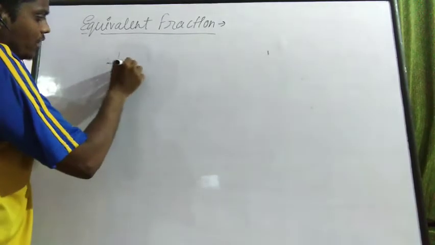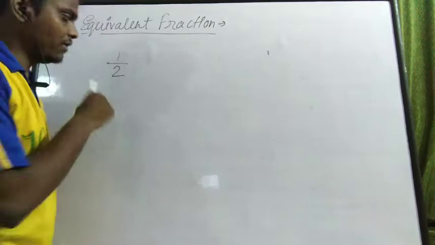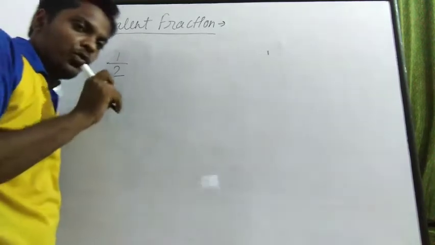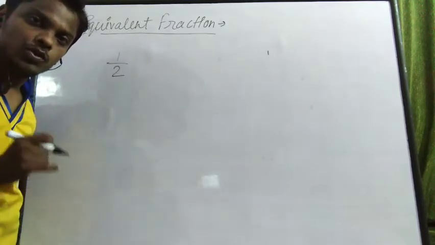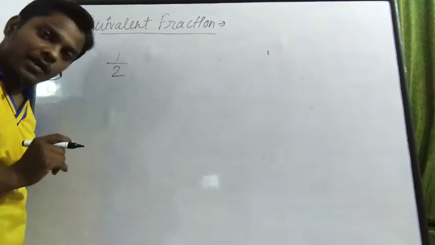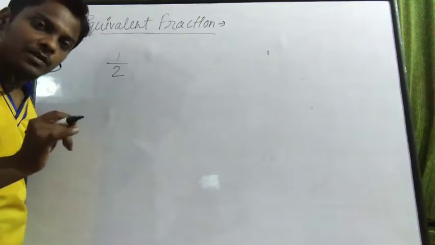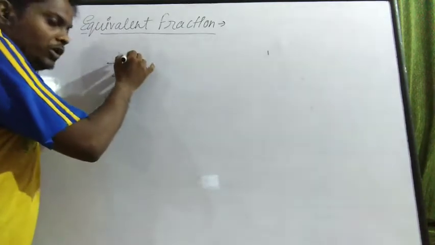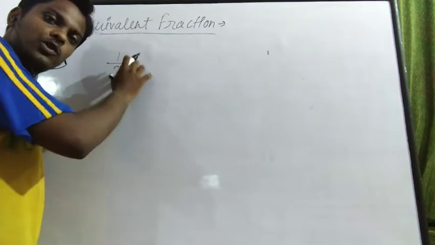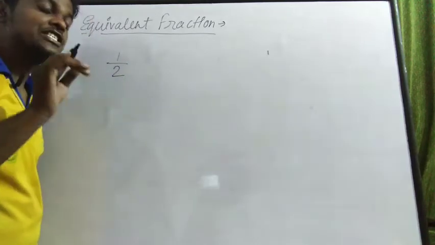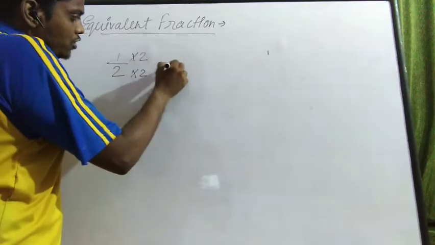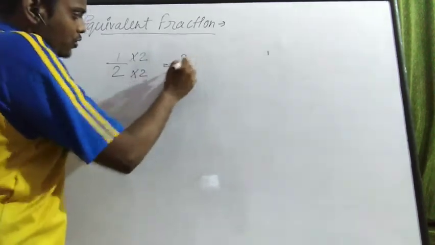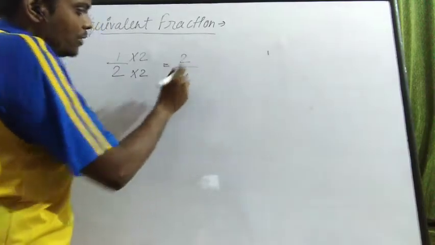ठीक है, ओके, we have 1 upon 2. Now we have to write equivalent fraction of the 1 upon 2. So we will multiply to the numerator and the denominator with the same digit, like 2 and 2. So 2 1s are 2, 2 2s are 4, 2 upon 4.